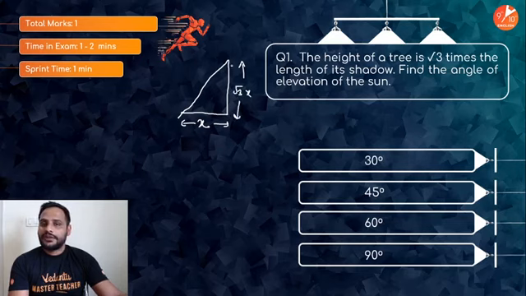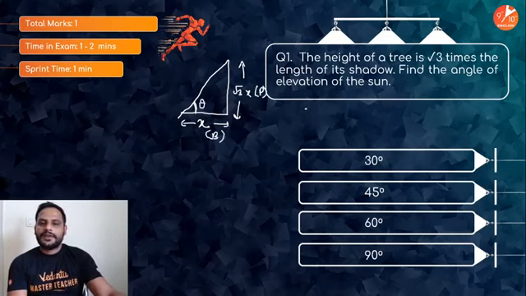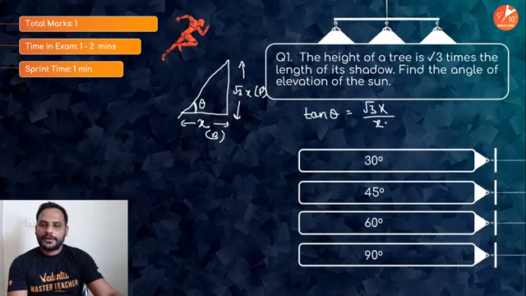They are asking for the angle of elevation of the sun. The angle of elevation of the sun means the angle at which the sun's rays fall on the ground. That means this angle, theta. For this theta, root 3x is the perpendicular and this is the base. So tan theta is root 3x upon x, that is root 3. Tan theta is coming as root 3.